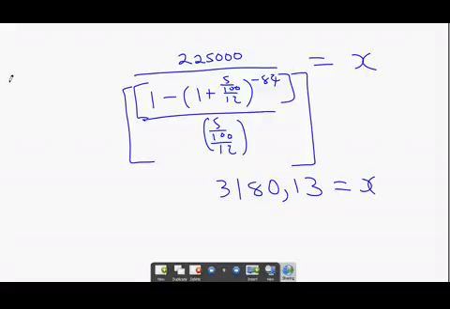Alright, so after calculation, we will find that we're now going to have 3,180.13 rand. That is how we calculate our installment x using the present value formula. And remember, this formula is given, so you don't have to worry about remembering it.